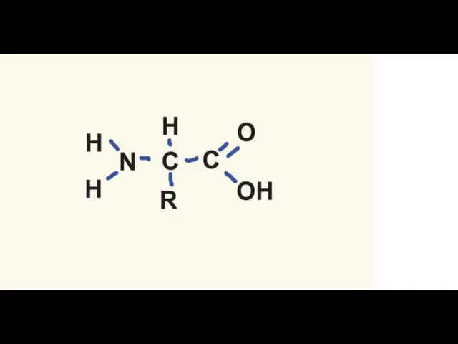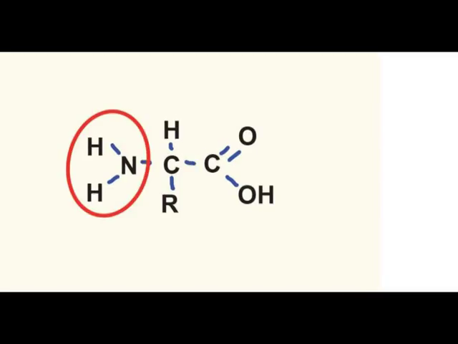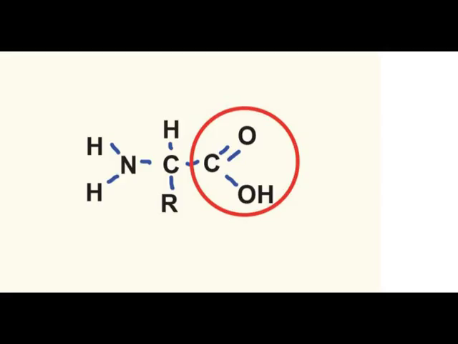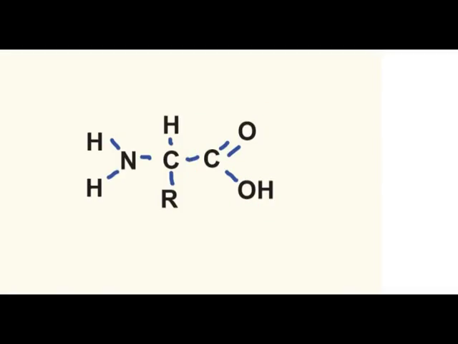Proteins are made up of a large number of amino acids with this structure. They are called amino acids simply because they have an amino group and they have a carboxylic acid group. They also have a side chain, which may be more or less variable.